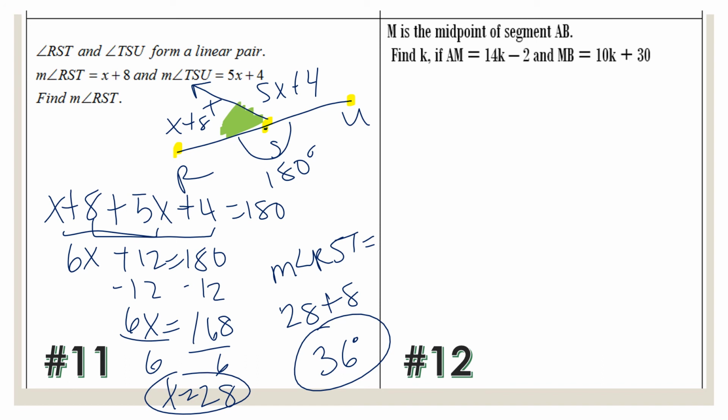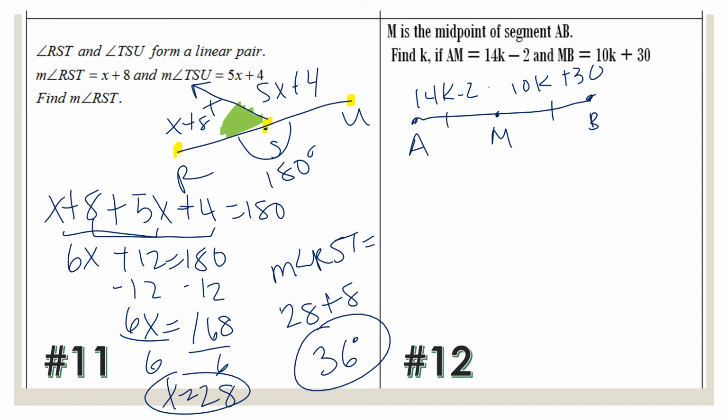M is the midpoint of segment AB. Okay, so we have A and B. M is the midpoint. A midpoint is always in the middle. So if it is a midpoint, that means this is congruent to that. Okay? So that being said, AM is 14K minus 2, and MB is 10K plus 30.